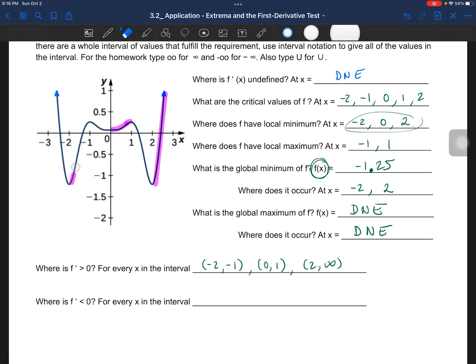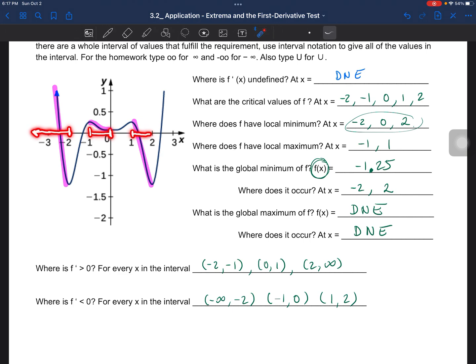And then lastly, we're going to find where the derivative is less than 0, which translates to where the function is decreasing. So let's use another highlighter. The function is decreasing from this direction all the way to here, from here to here, and then from here to here. There you go. So it's decreasing from negative infinity to negative 2, and then from negative 1 to 0, right? And from 1 to 2, right? So those are the intervals where the function is decreasing.